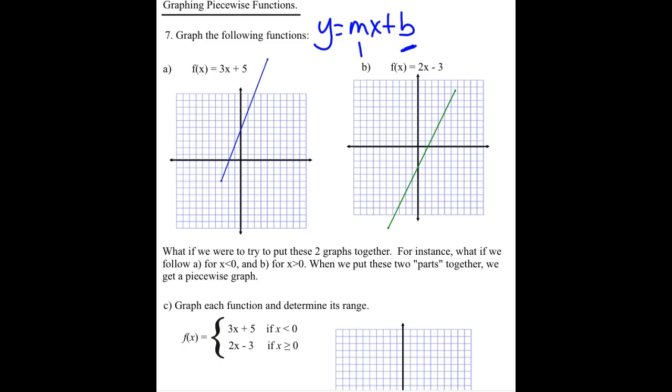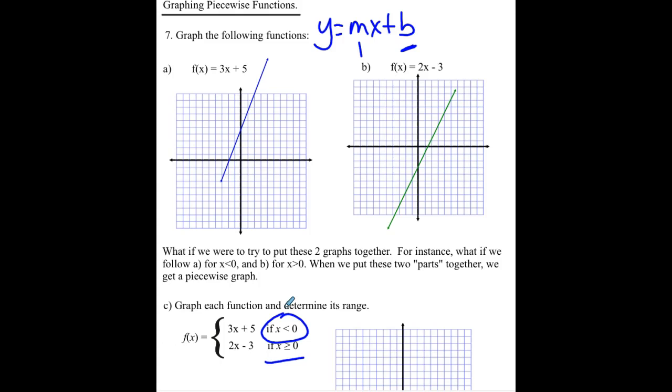All right, so now that we have our lines drawn, what we do in a piecewise function is we say, I want to take a little part of this graph, and I want to take a little part of this other graph, and I want to put them together. Okay, so we're going to use this first graph if we have x values that are less than 0. All right. We use the second graph, the y equals 2x minus 3, if we have x values that are greater than or equal to 0. So 0 is kind of my breaking point.